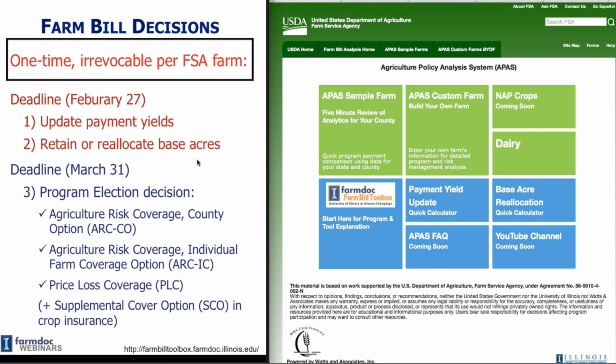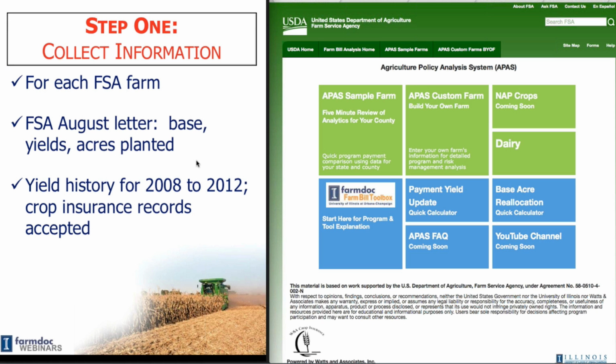All right, as we mentioned before, there are 7 steps that we suggest going through for making the decision. Step 1 is to collect information, and there are 2 things that you're going to need. Hopefully you have both of these, but you might want to spend some time getting them. In August, you received a letter from FSA, and that included 3 things: base acres, acres planted, and also program yields. We're going to show you an example of that letter next.